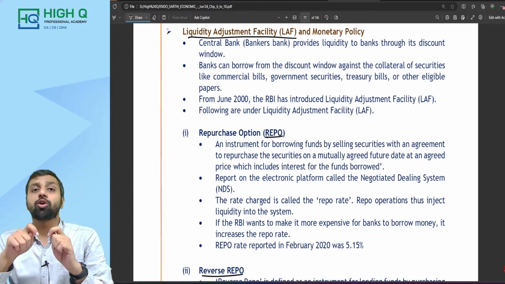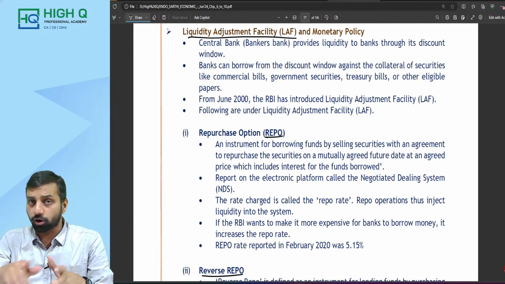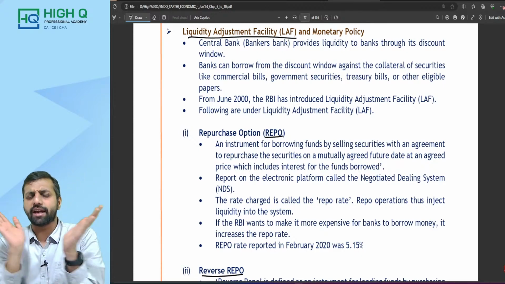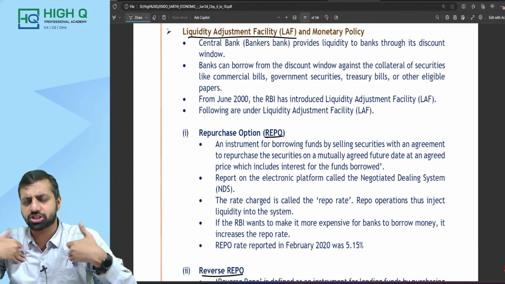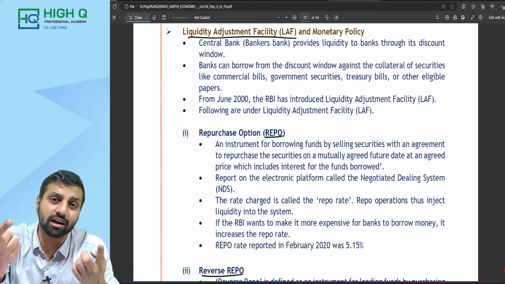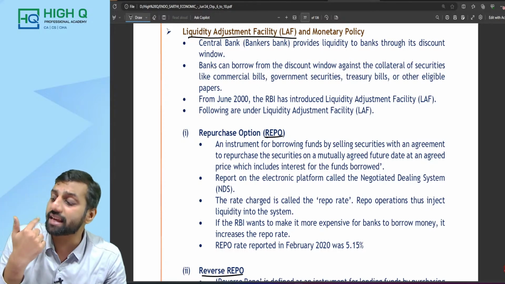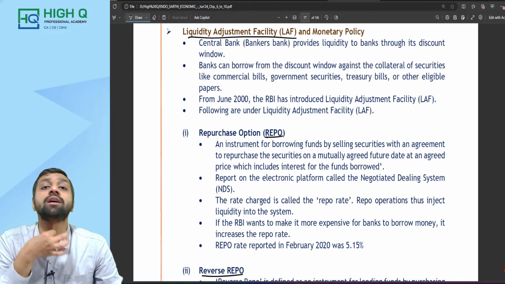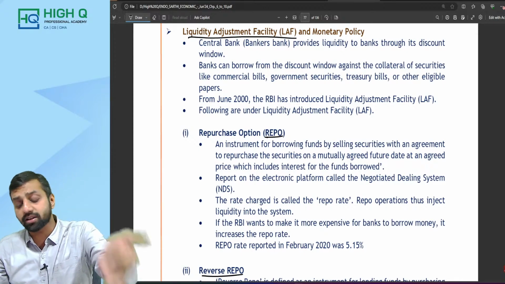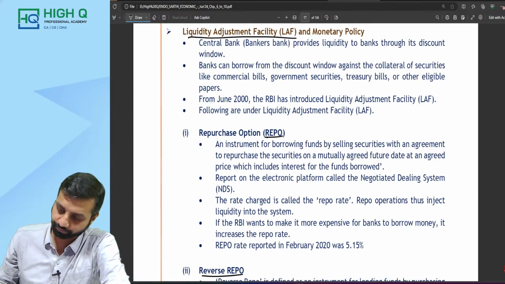But if commercial bank wants a loan, they will have to give a security. So what is repo rate? Repo rate is the rate at which commercial bank borrows money from the central bank by selling securities with a promise to repurchase it on a future date.